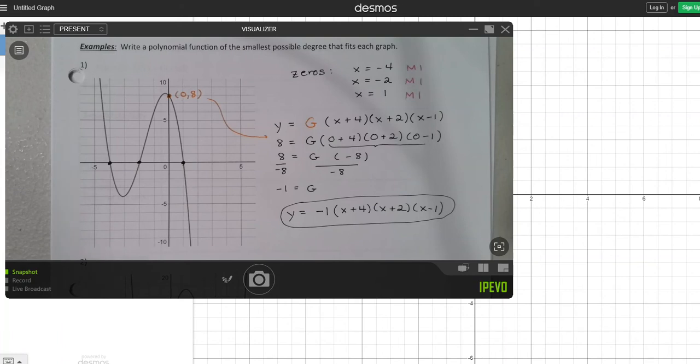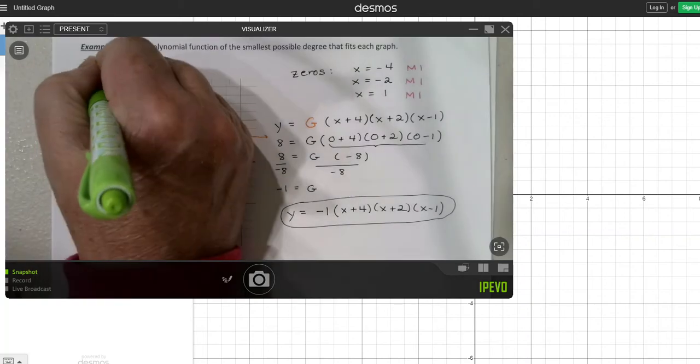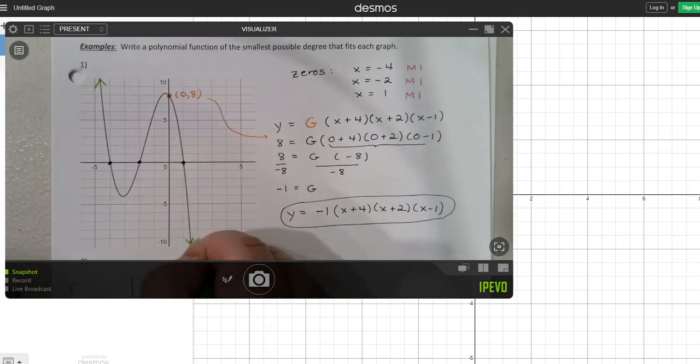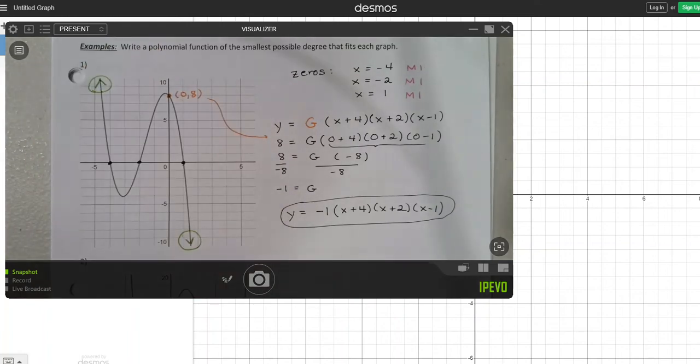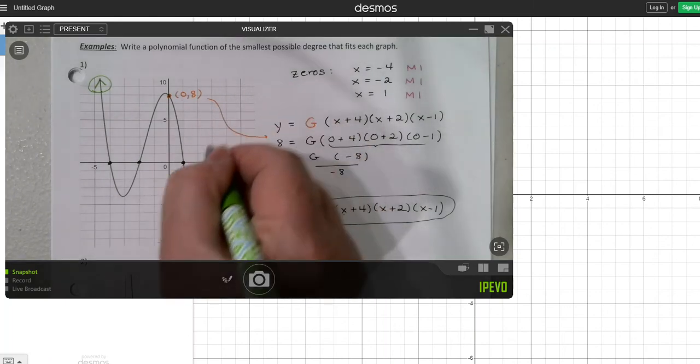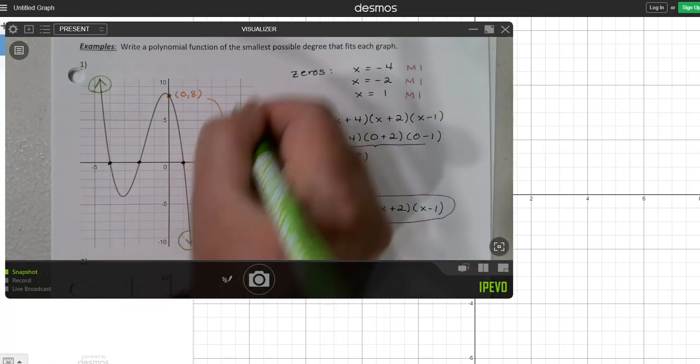I do want to mention one thing. The fact that g turned out negative is actually not at all surprising to me, because look at the end behavior. This is going to be a cubic function. X times x times x would be x to the third. And normally, end behavior for a cubic function is up on the right and down on the left.